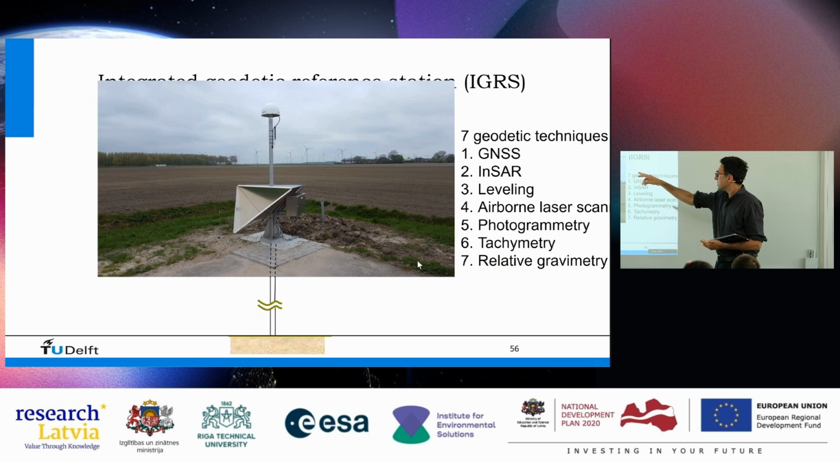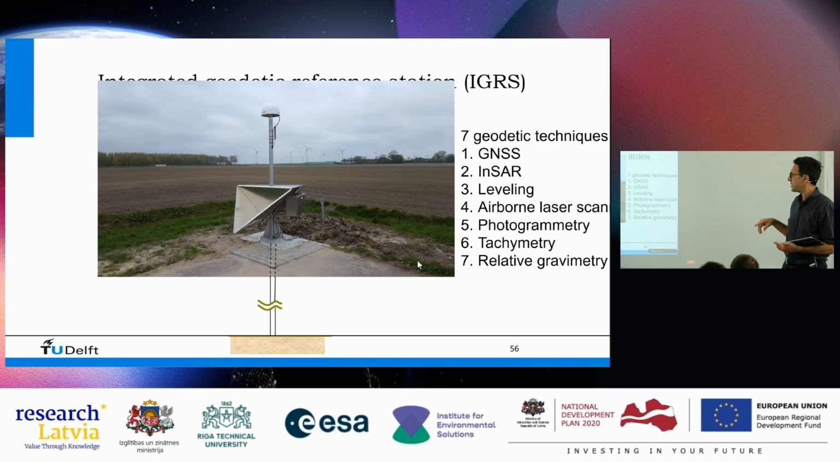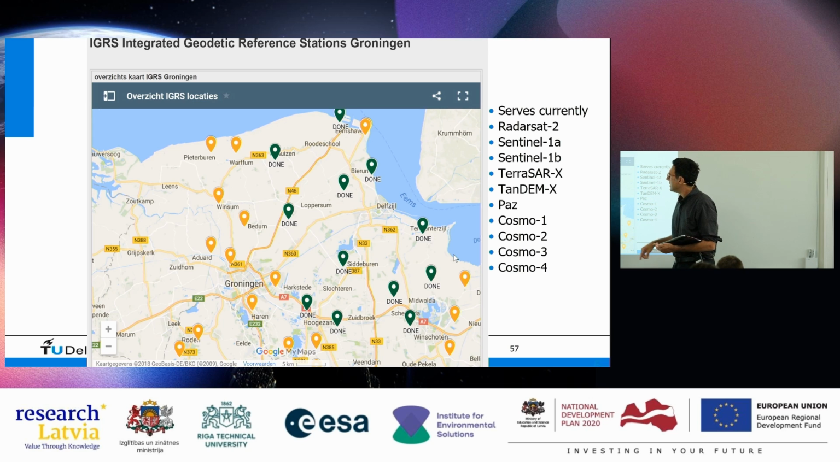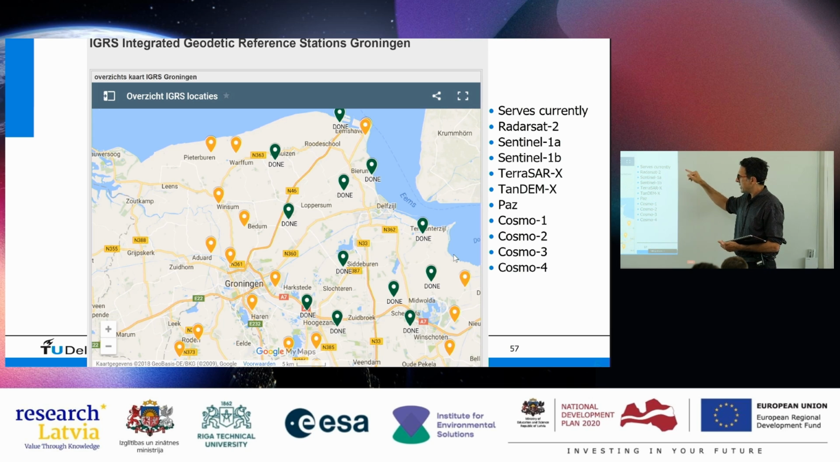So we have the GNSS on top, InSAR, leveling for the plate, the laser scanning, photogrammetry on the mast, tachymetry, and relative gravimetry that we do below here. And just last week we also installed our first station in the Netherlands where we have also absolute gravimetry. So we have then really all the techniques together. Now, we made a network of that. We have about 35 of those stations now in the country. So this is in the northern area over here. And so that means that for all these satellites with SAR sensors, we can follow that.